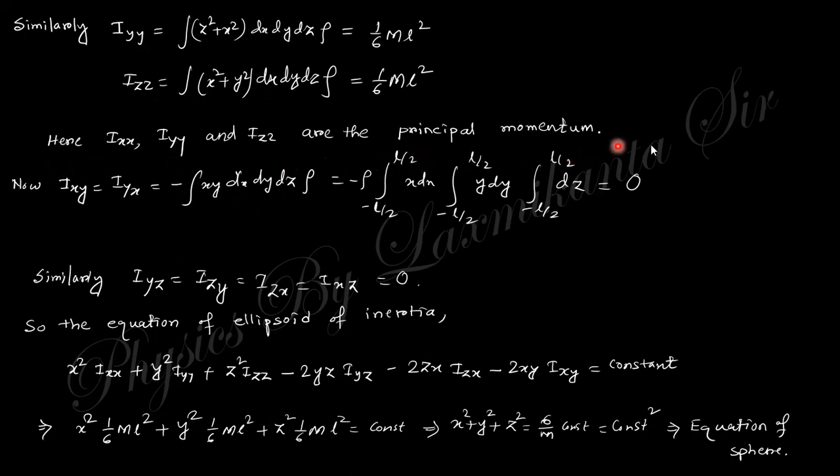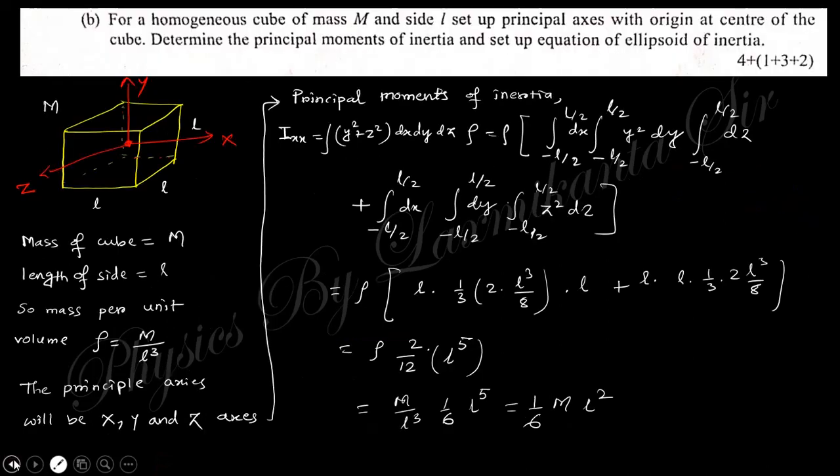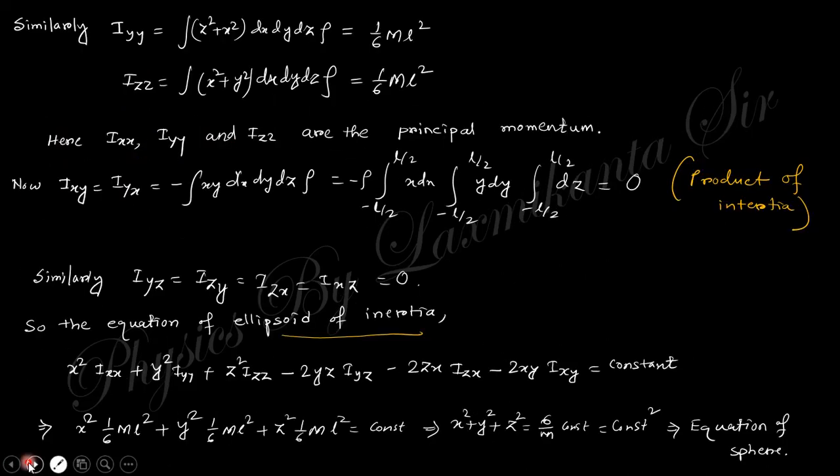So the principal moments of inertia are there, and these are the products of inertia. The principal moments of inertia are Ixx, Iyy, Izz, and these are the products of inertia, which are required for the ellipsoid of inertia. Okay, so you can see the products of inertia are all equal to 0, since along principal axes the products of inertia are actually 0.